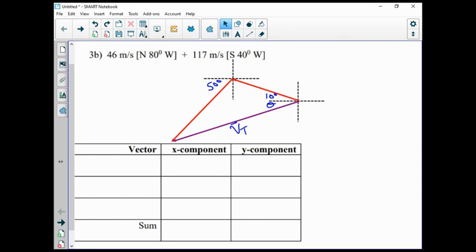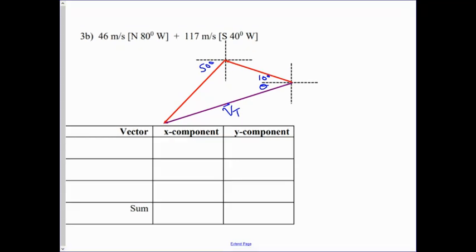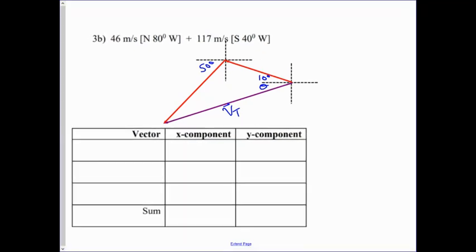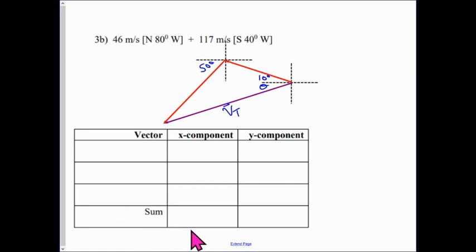So let's go back to our full screen here. And let's start putting in our vector components. We're going to do our x and our y components, and then we're going to do the sum. First thing we'll do is write in our vectors. We've got one that is 46 meters per second, and the direction is going to be, it's easier if we look at it from west 10 degrees to the north.